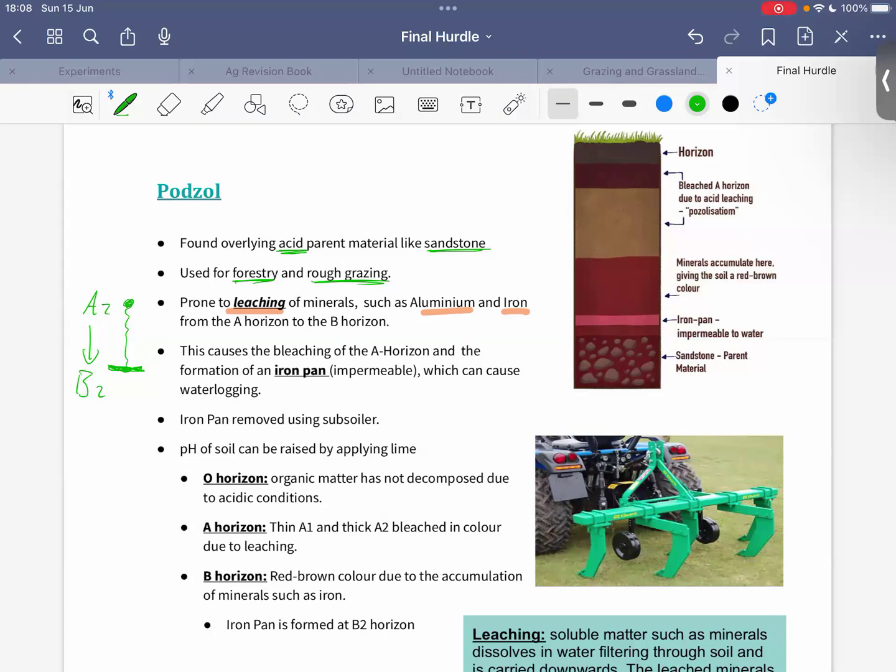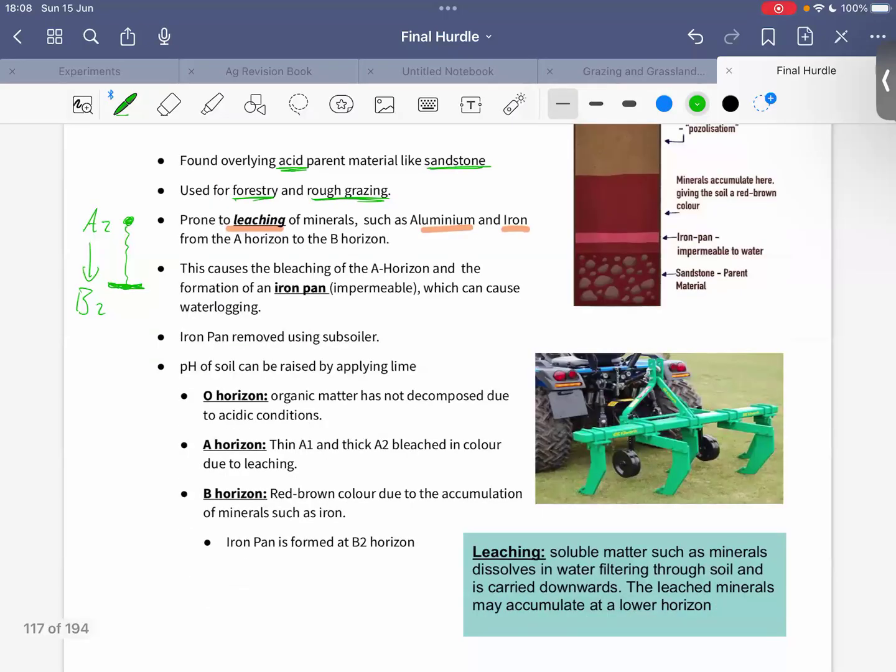What does the word impermeable mean? Anyone going to tell me? The iron pan can be removed using this machine called a subsoiler, often asked maybe in your farm machinery. Excellent. Can't pass through, Kira. Water can't pass through. So excellent. Impermeable, water can't pass through. Kira, nutrients can pass through? No, Kira, I'd probably say it's impermeable, that nothing really can pass through, but especially water.